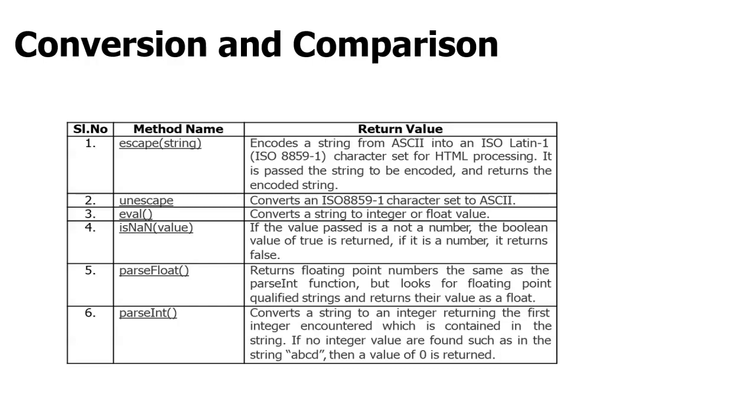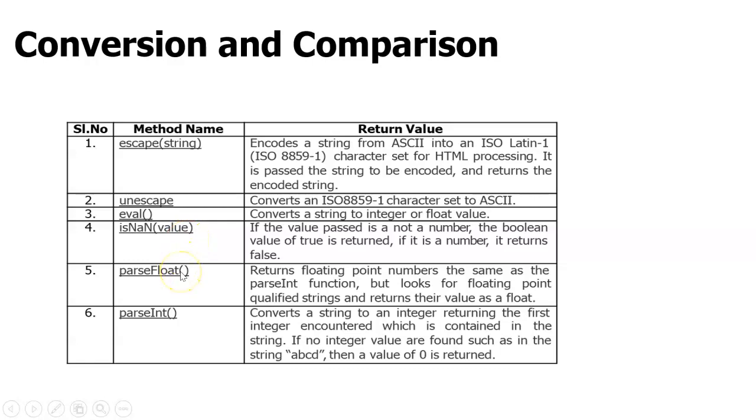Conversion and comparison, like if you want to convert from ASCII to ISO or ISO to ASCII, you can use escape and unescape. And eval converts a string to an integer or float. isNaN means it is not a number. If I give some word, it says true because it is not a number. If I give 2, it returns false because 2 is a number. So you will get the output as false.